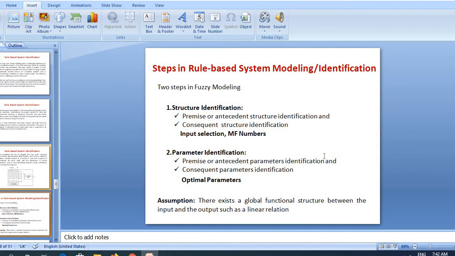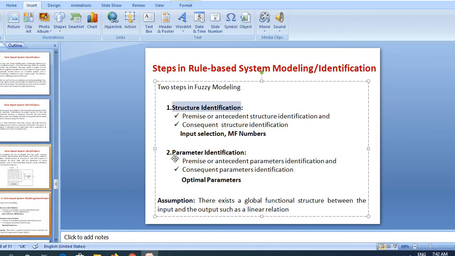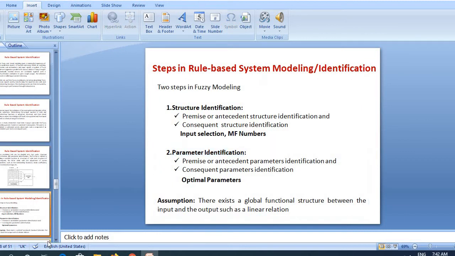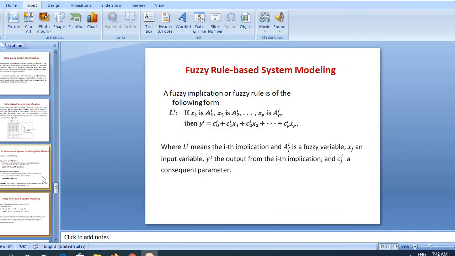Now, we'll go to the core of today's topic. What are the steps involved in rule-based system modeling? Like I told you before, you have structure identification and parameter identification. Before that, let me tell you, a fuzzy rule is of this form. If x1 is a1, x2 is a2, etc. up to xp is ap, then y is equal to c0 plus c1 x1 plus c2 x2 plus etc. cp xp. Here we are assuming that there are inputs from x1 to xp and the output is first order. The superscript 1 here refers to the first rule. Similarly, you can have many rules in the rule base. If it is the second rule, you put a 2, and everything will have the superscript 2.